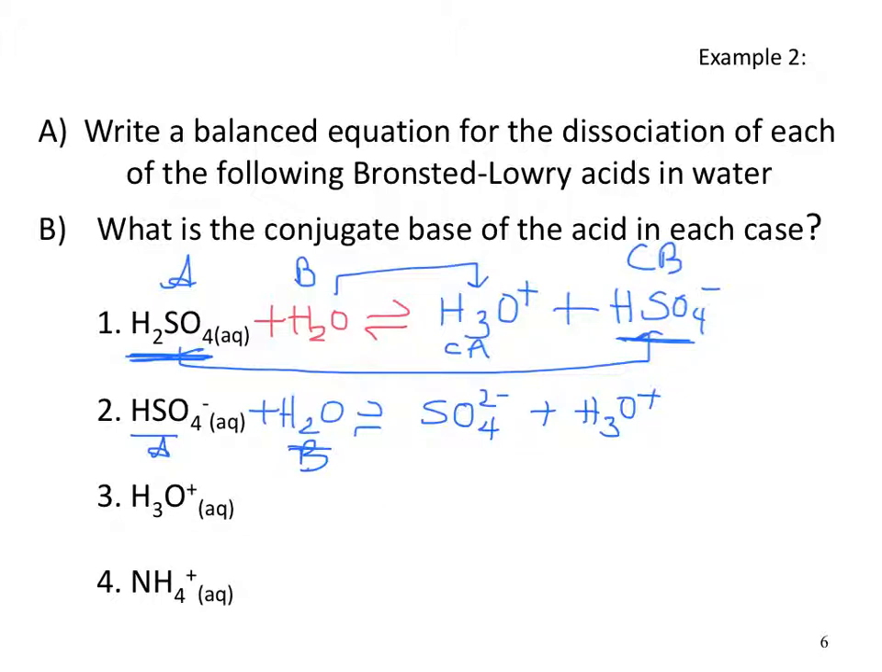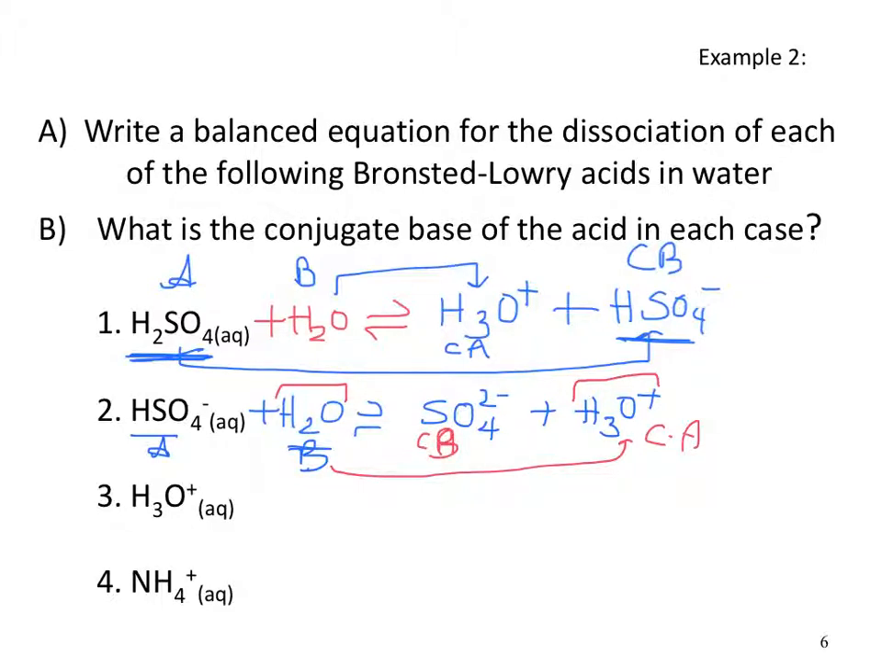Another way to take a look at this is to compare water, H2O, to the hydronium ion, H3O plus. You have added a proton, so it must have been obtained by accepting a proton, and proton acceptors, like we discussed, are basic in nature. What you end up getting is your conjugate acid. Sulfate is your conjugate base.